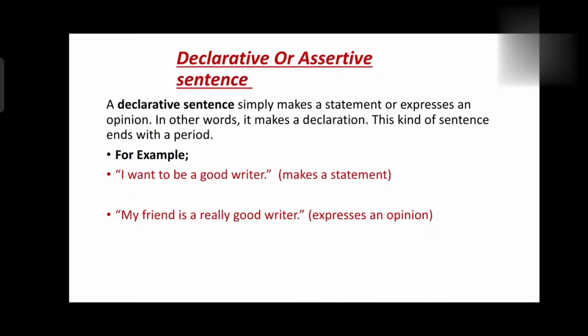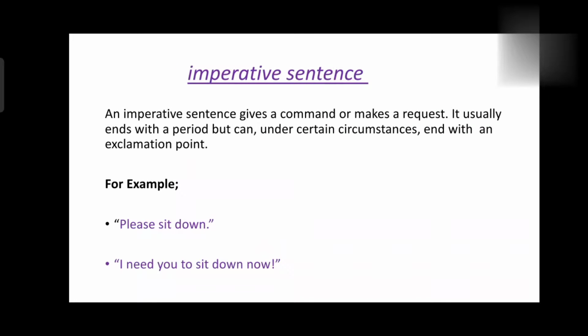Firstly, we describe the declarative or assertive sentence. A declarative sentence simply makes a statement or expresses an opinion. In other words, it makes a declaration. This kind of sentence ends with a period. For example, I want to be a good writer. This is basically a statement. My friend is a really good writer. This expresses an opinion about some person. This is a declarative sentence.